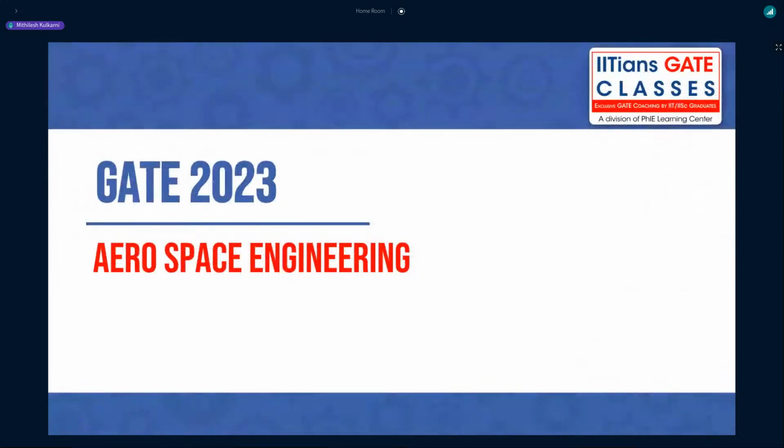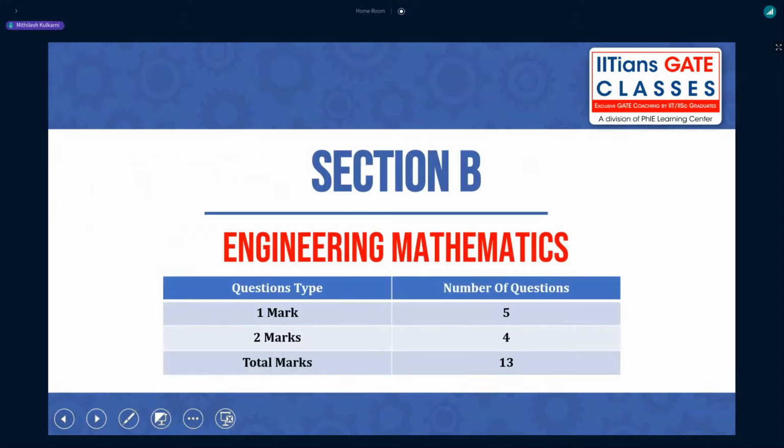In today's session, we are going to solve the questions which were asked in the GATE paper of 2023 of Aerospace Engineering. Just to give you a brief idea about the total number of questions asked and the difficulty level: there were a total of 13 one-mark questions asked in this paper, out of which 5 questions were for 1 mark and 4 questions were asked for 2 marks. So let's try to solve them one by one.